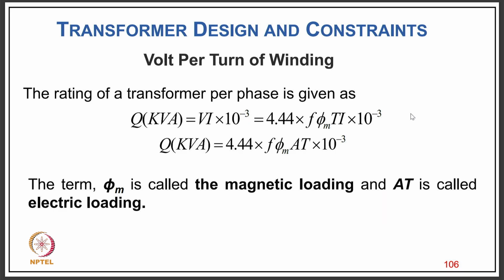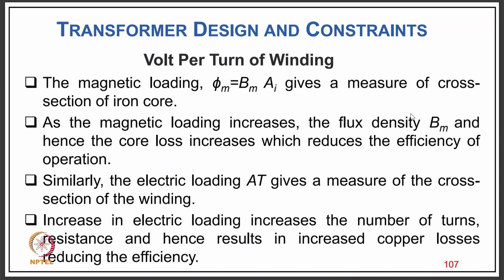And typically the rating of the transformer per phase is given by Q equal to Et It into 10 to the power minus 3. So it's 4.44 f phi m Tt It into 10 to the power minus 3. So Q becomes 4.44 f phi m AT into 10 to the power minus 3. The term phi m is called the magnetic loading and AT is called the electric loading.